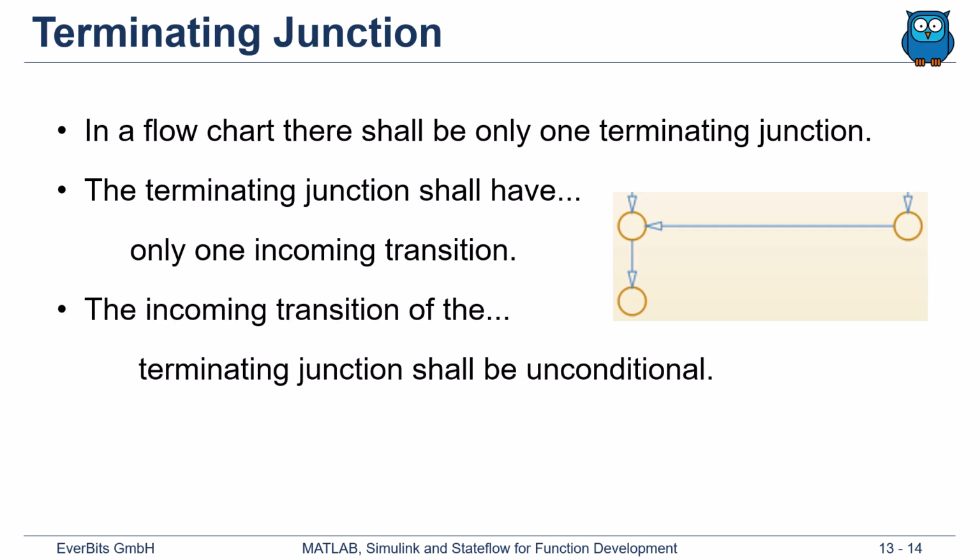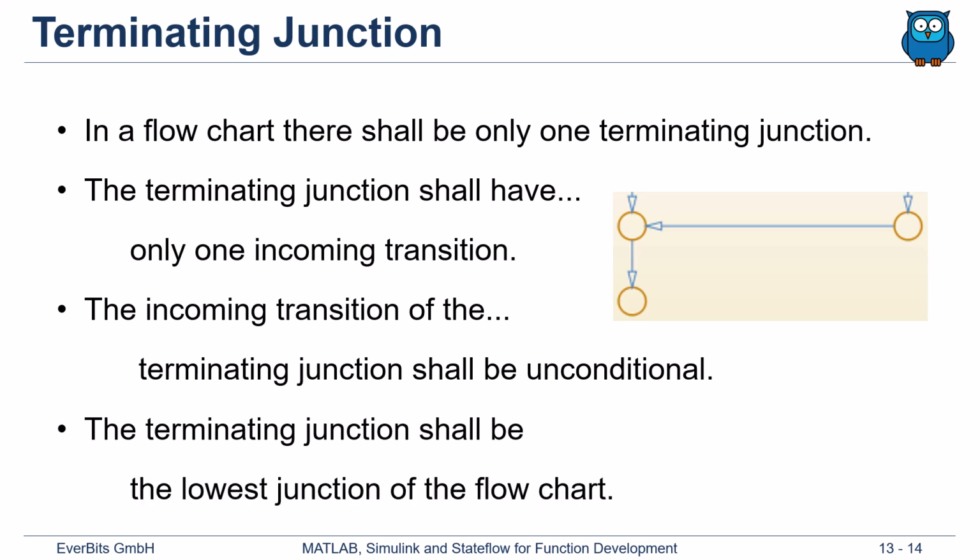The incoming transitions of the terminating junction shall be unconditional. You might have some kind of an action on that transition, but there shall not be any condition, because if the condition is not true, then the terminating junction will automatically move to another place, and again, people will not understand what you're doing. The terminating junction shall be the lowest junction of the flowchart.